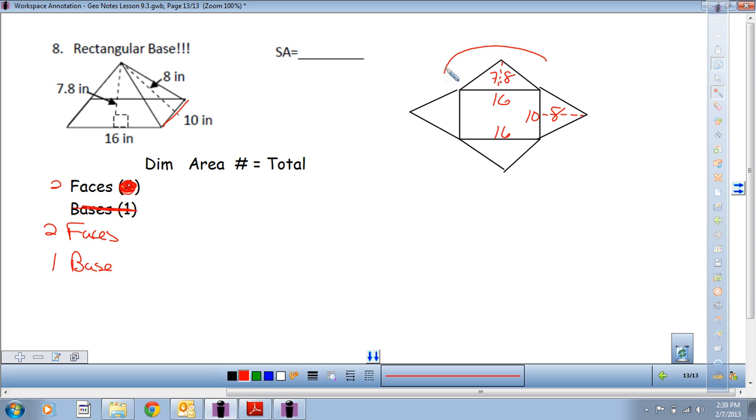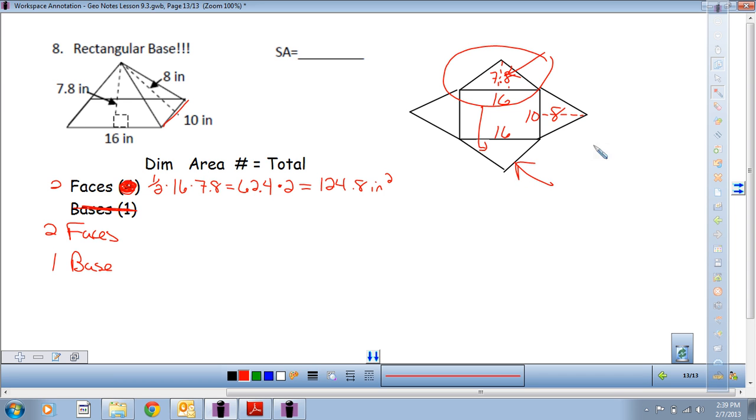So I'm going to look at the area of this triangle right here and know that I have two of those guys. So I'm going to take 1/2 times the base, which is 16, times the height, which is 7.8. That's going to give me the area. That's going to be 62.4. And now remember, we have two of those, so I'm going to go times 2, and that would give me 124.8 total inches squared.